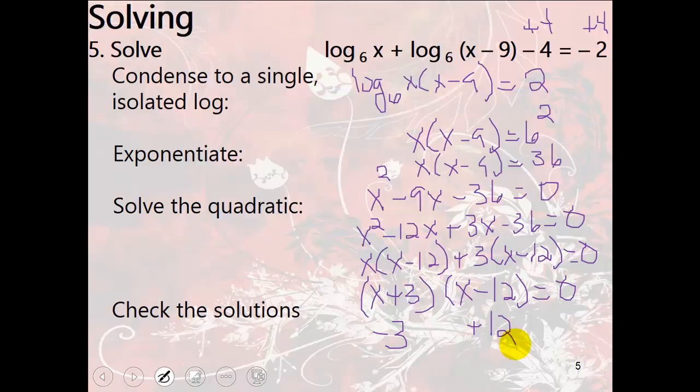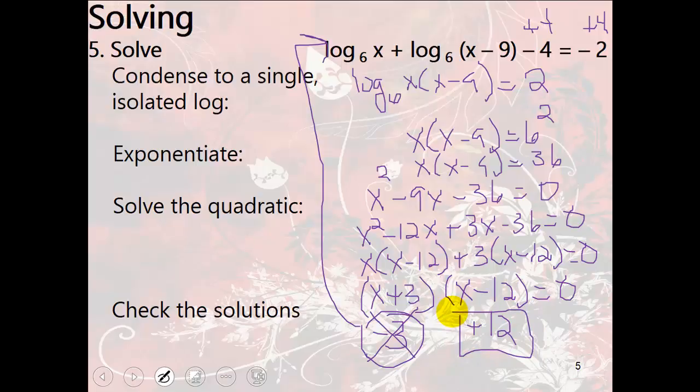Now we have to check. Notice that if I plug in a negative 3 up here, this is going to produce a negative input. I can't have that, so that one doesn't work. And then if I check 12, that's positive. 12 minus 9 is 3, that's positive, so that one is the solution. So x equals 12 is the solution.